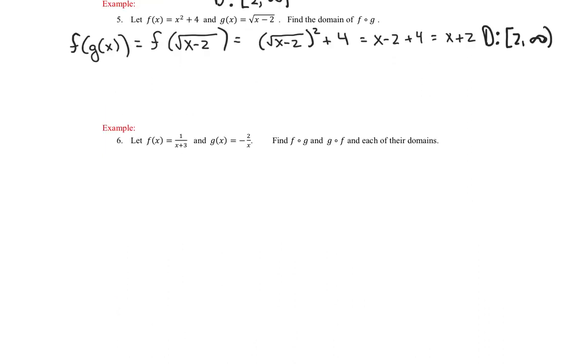Moving on to number 6, we're asked to find the f of g and the g of f. Before we begin number 6, let's look at the domain of f and the domain of g. For f, we are not allowed to have 0 in a denominator, so we don't want x to equal negative 3. And for g, our domain will be all real numbers but 0. So we want to keep that in mind as we're doing these functions.